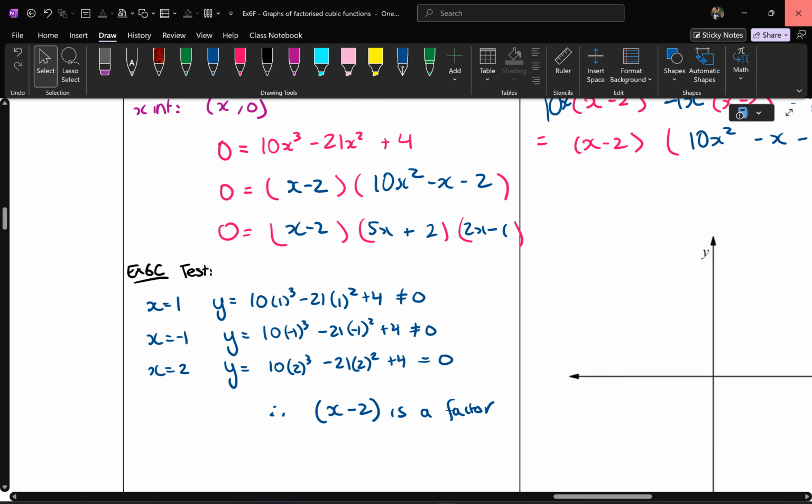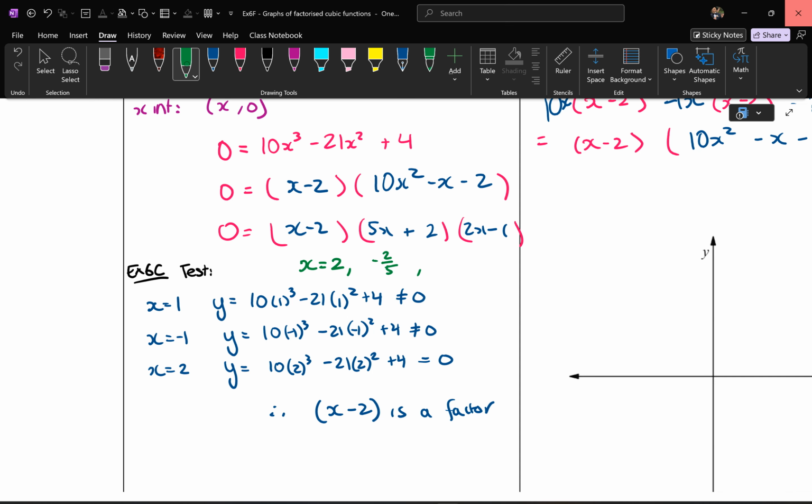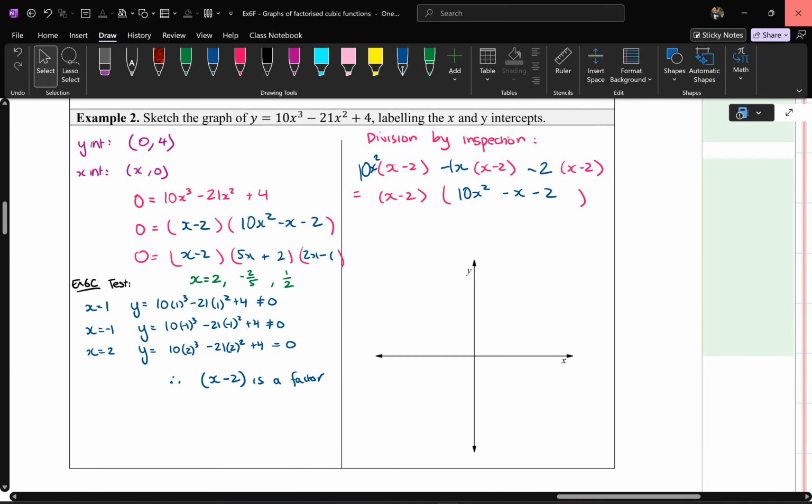So can I get a show of hands who got the x-intercepts were 2, -2 on 5, and 1 on 2. Hands up if you got those. Well done. So that's 6B, 6C, 6D. Now 6F is just tying them all together. So 6F, put it all into the graph.